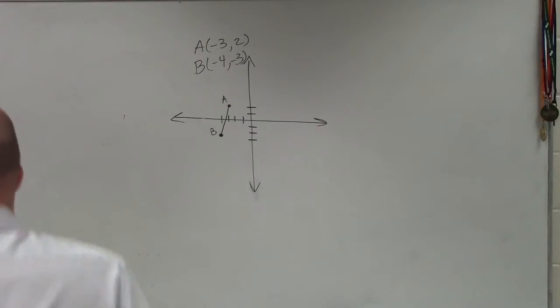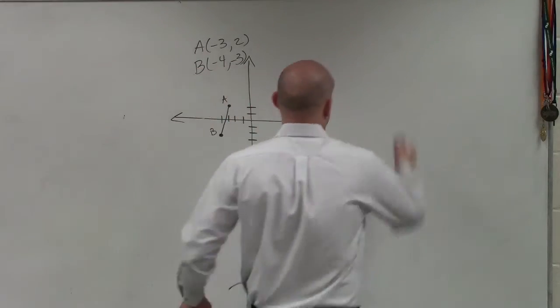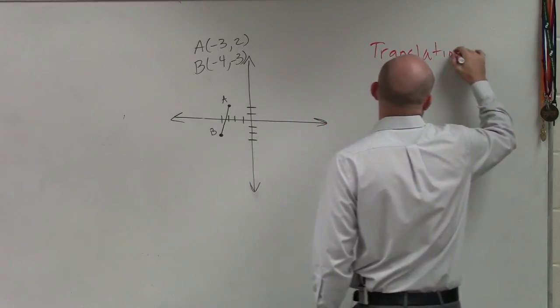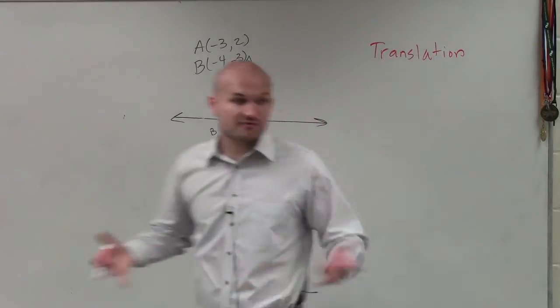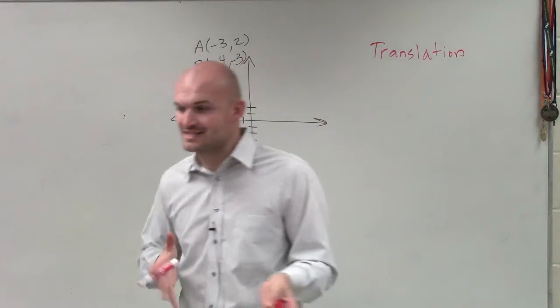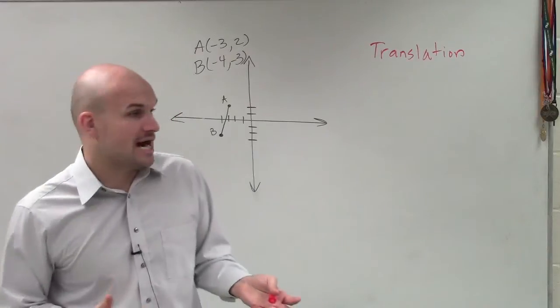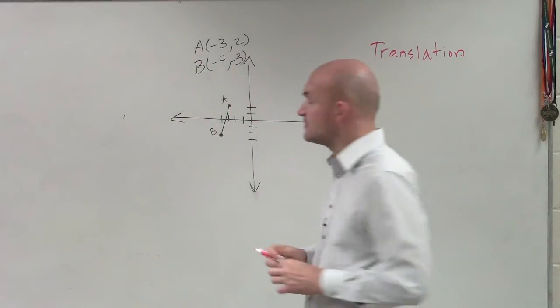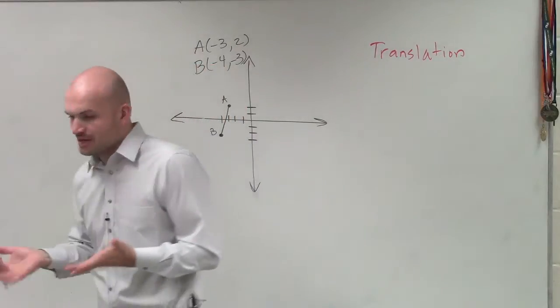So what we're going to talk about with this one, Nick, is translations. And I'm going to talk about what exactly is a translation. Because last time what we talked about was reflections, right? We found reflections across the y-axis, the x-axis, the y equals x line, as well as the origin. We talked about reflections and all those different types of points. But now we're going to talk about translations.